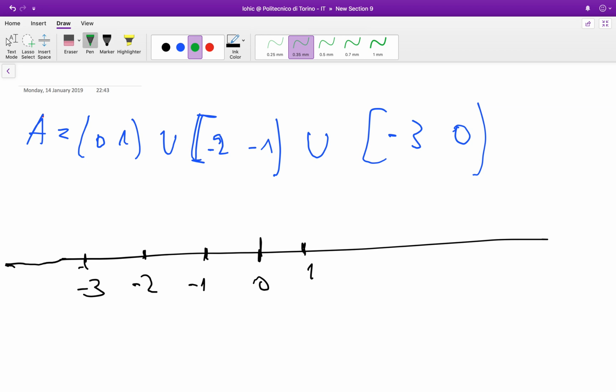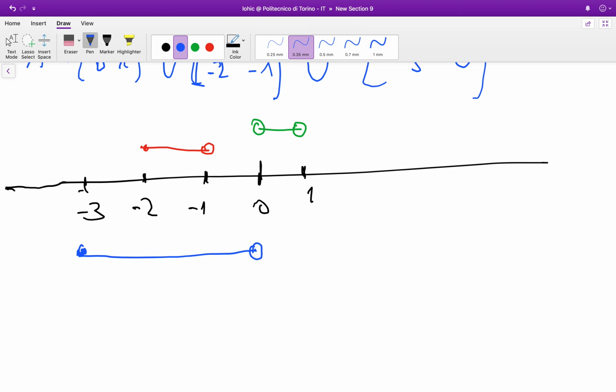Let me use from 0 open to 1 open. Then the second one is from -2 closed to -1 open. Finally the third one is from -3 to 0, so we take -3 closed till 0 open. Now look, guys, what is the union of the three sets?